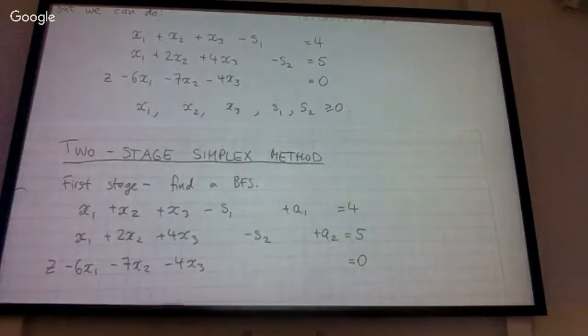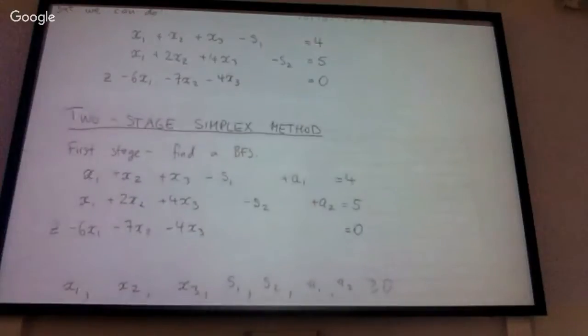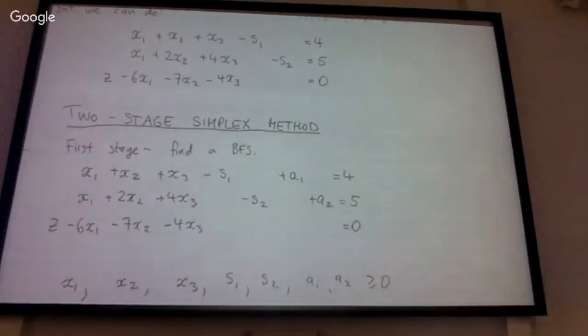And we still have that x1, x2, x3, s1, s2, a1, a2, we want all of these variables being nonnegative. Oh, it's hidden. And I've left an empty line there because we still haven't got an objective for this first stage.